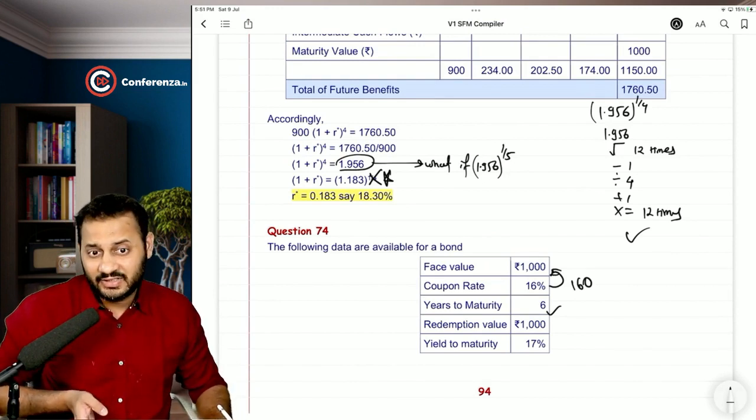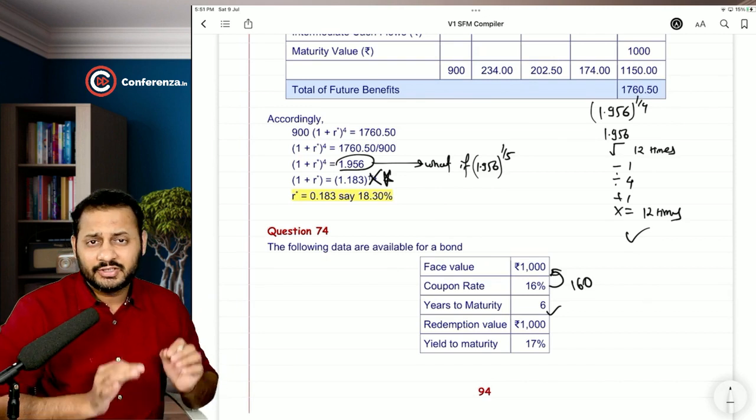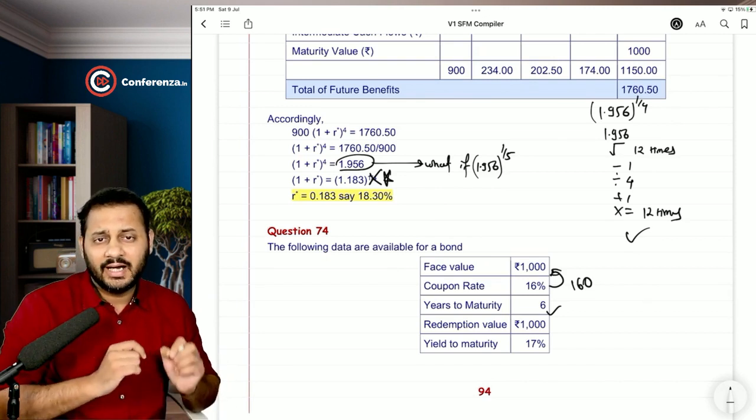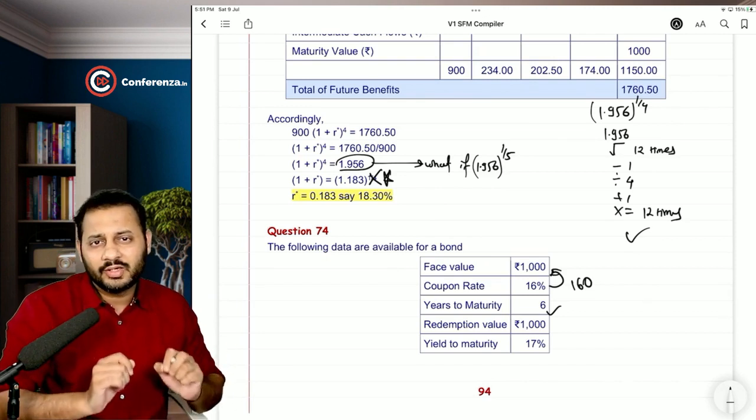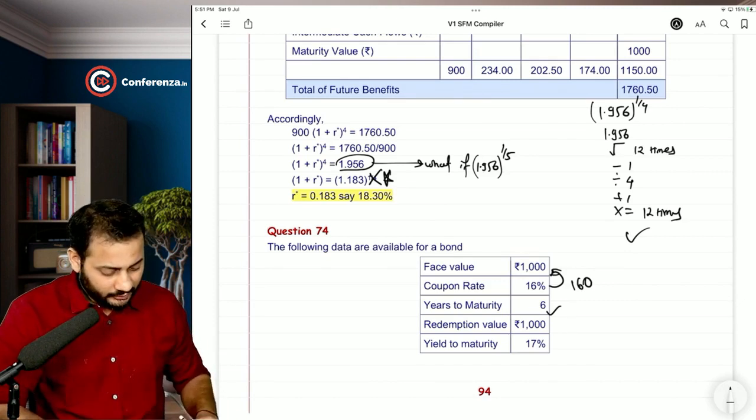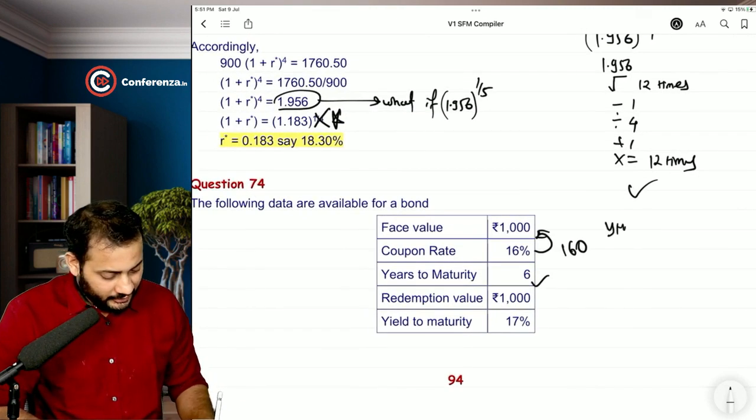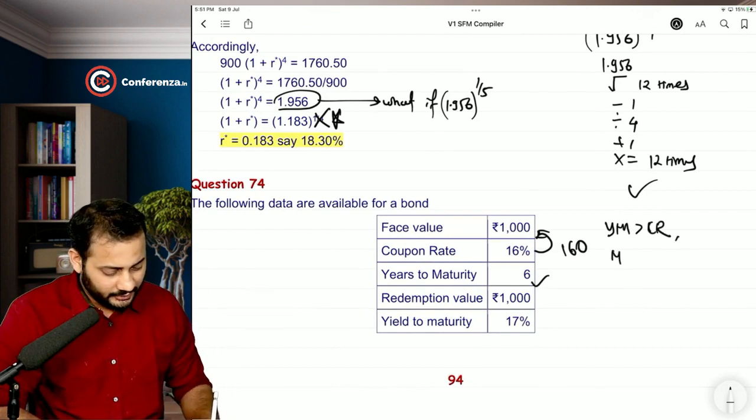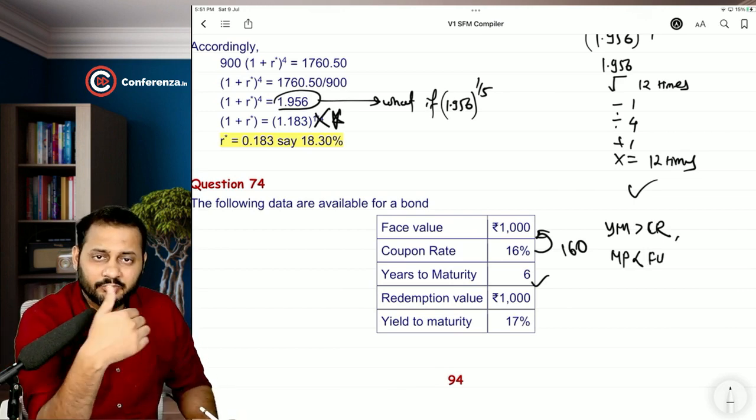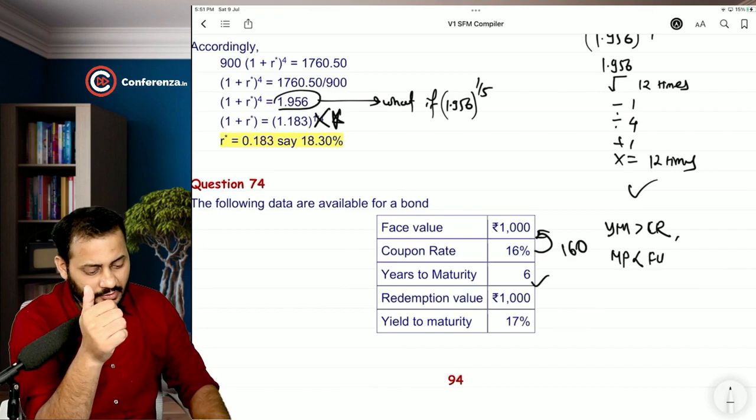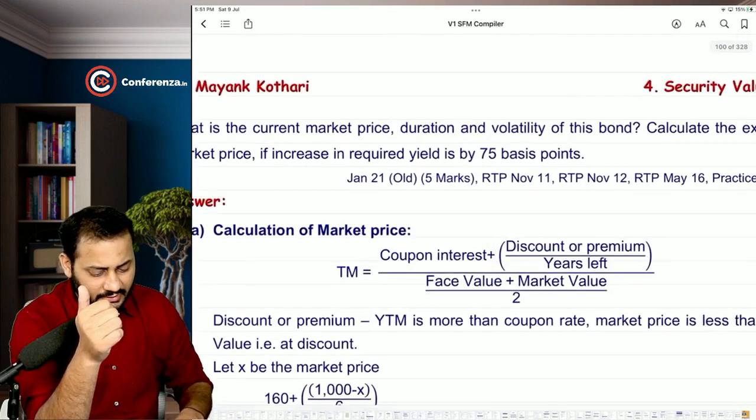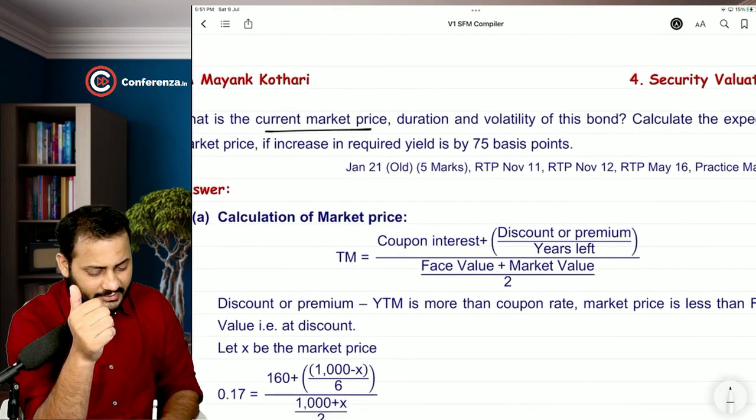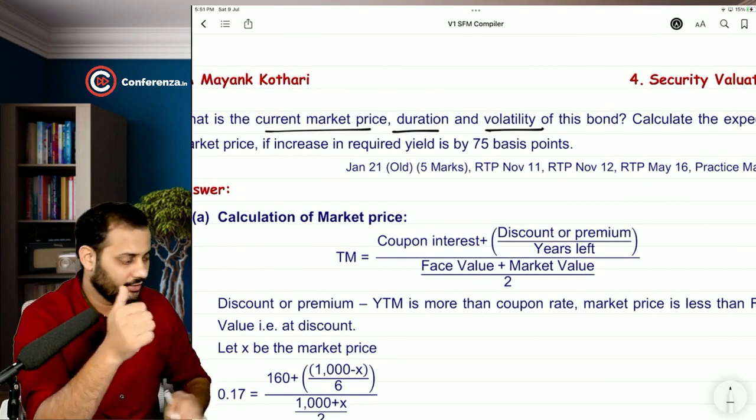YTM is 17%. Now if I ask you to calculate the market price, whether it will be higher than the face value or lower than the face value, you can see YTM is greater than coupon rate. Redemption is at par. You can clearly say the market price will be lesser than the face value. So it will be something below 1000 rupees. Now, what exactly is the question asking us? What is the current market price, duration and volatility of this bond?